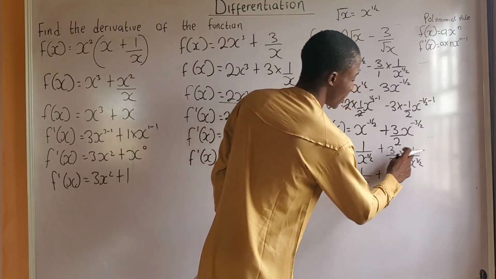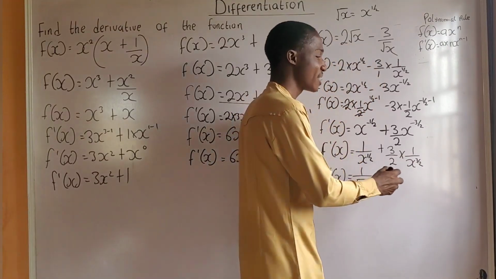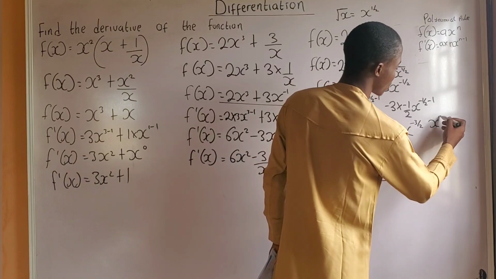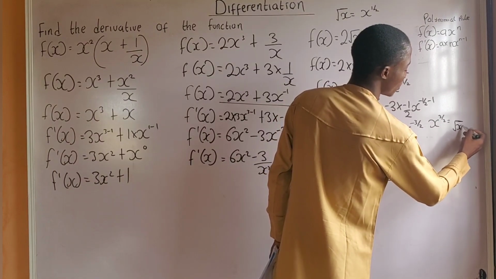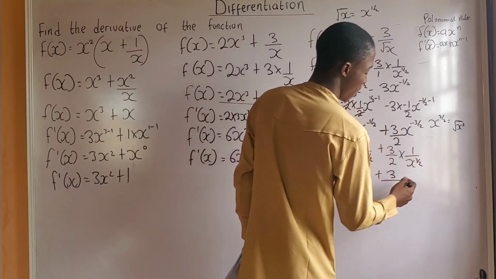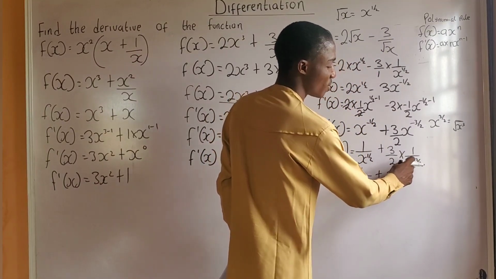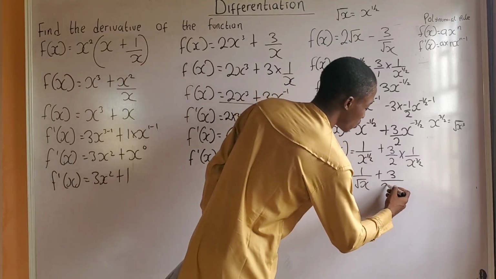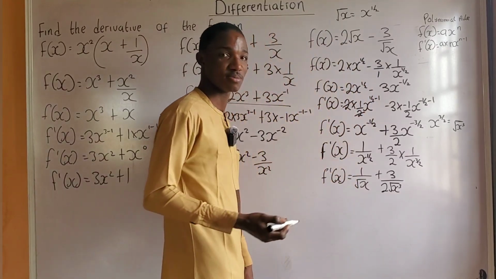Plus 3 times 1 is what? 3. 2, okay. Now x raised to the power of 3 over 2 can be written as square root of x raised to the power of 3, okay. Now for this, I'm going to have 3 times 1, 3. 2 times x raised to the power of 3 over 2. That is what? 2 root x raised to the power of 3. You can see that it's still the same thing.